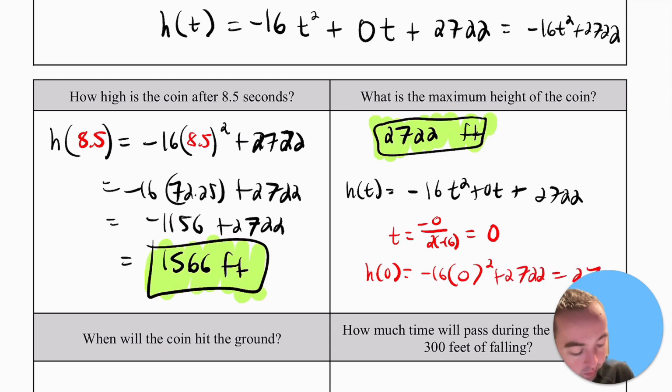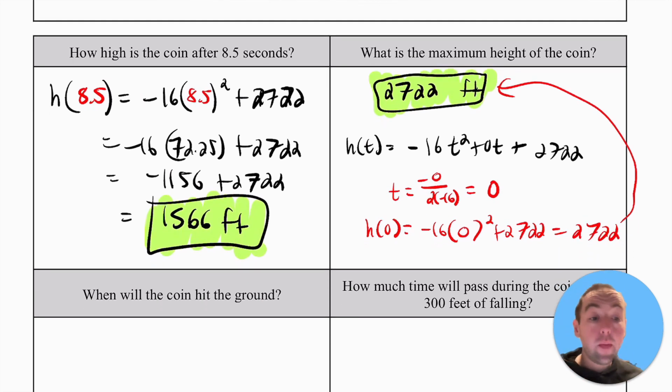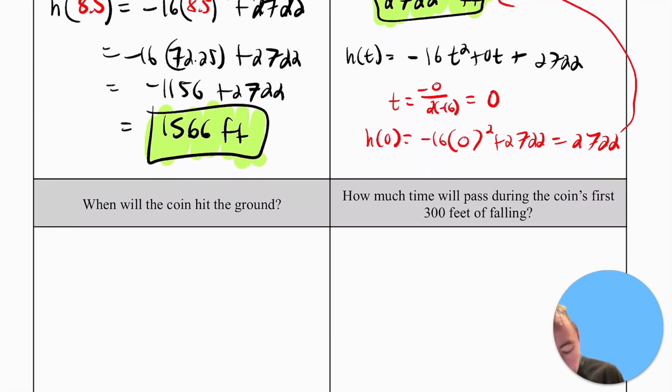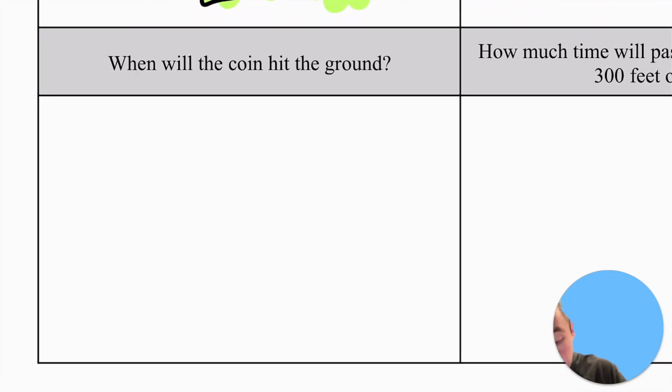But that's just going to equal 2722, right? So, of course, that will just give you the maximum height there. Okay, and then if we jump to this here, when will the coin hit the ground? Well, that means that the height would be equal to 0, right? So just plug in a 0 in for the height.